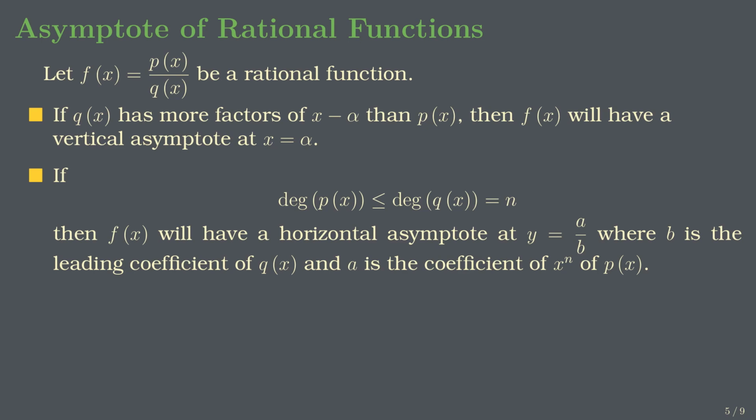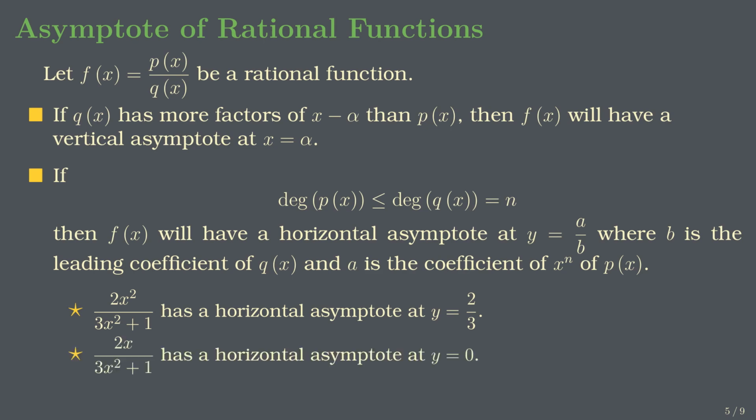a is actually 0. So for example, in this case, the numerator is 2x squared and the denominator is 3 times x squared plus 1. They both have degree 2. So the horizontal asymptote of this rational function is y equal 2 over 3. Whereas in this example, the numerator is of degree 1, whereas the denominator has degree 2. So the horizontal asymptote in this case is y equal 0.